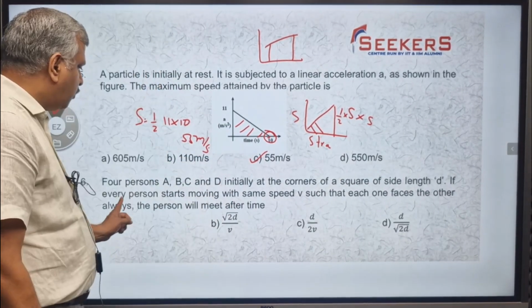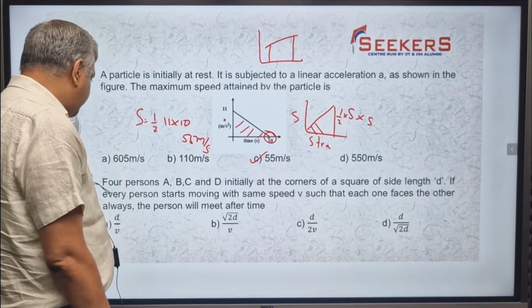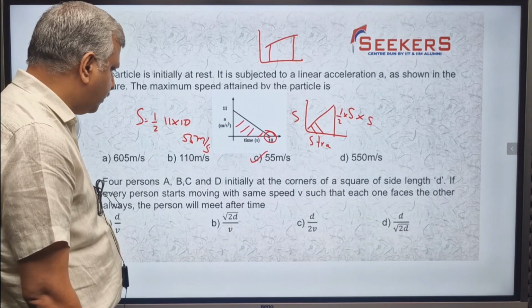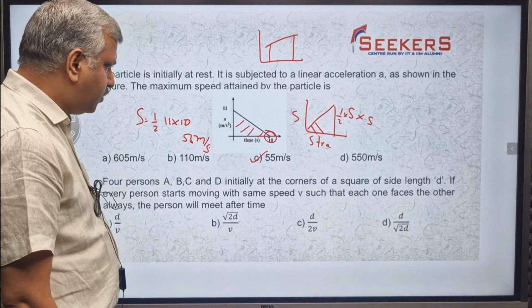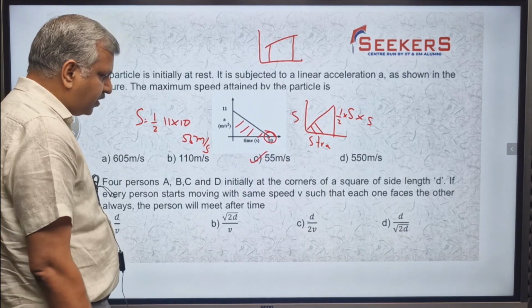So we found out. 4 persons A, B, C, D initially at the corners of a square of side of length d. If every person starts moving with same speed such that each one faces the other always, the persons will meet after how much time?